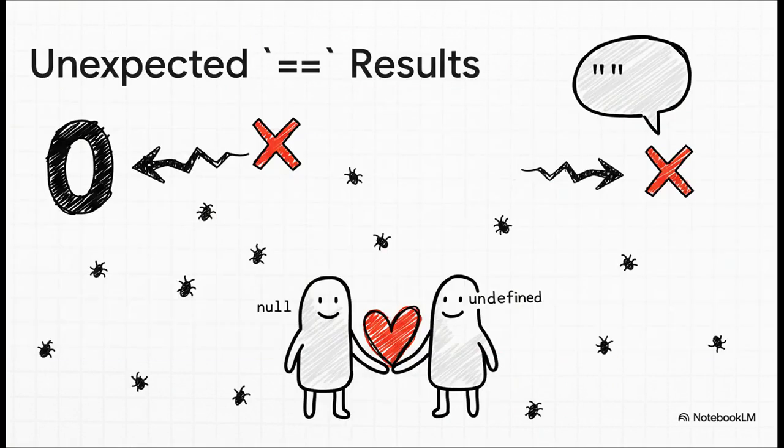Yeah, this automatic conversion leads to some truly infamous results. The number 0 is loosely equal to false. An empty string, also loosely equal to false. And just for historical reasons, null and undefined are treated as equal only to each other. You can see how this could quickly become a minefield for bugs in your code.